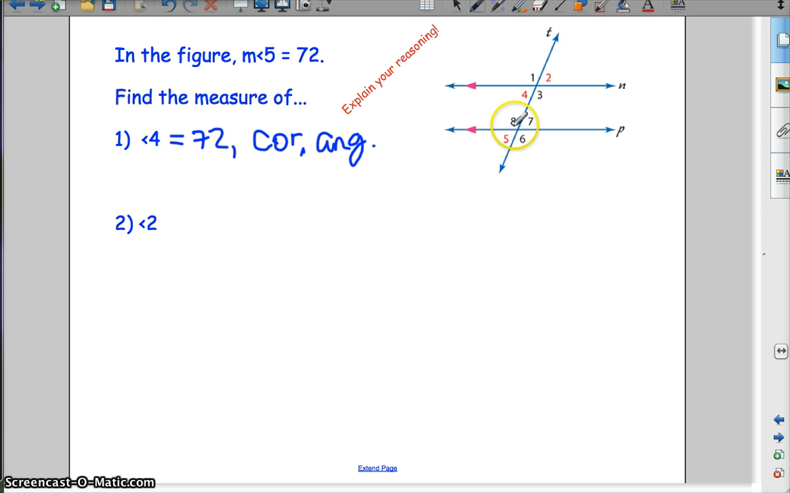Angle 5 is here, angle 4 is here, and here is angle 2. If you notice, angle 2 and angle 4 are vertical angles, and vertical angles are congruent. So since 4 is 72, we are also going to say that 2 is 72. And we used the corresponding angles and we used vertical angles. Okay? We have to know that. I know on your quiz some of you said that vertical angles are not congruent, but they are congruent.